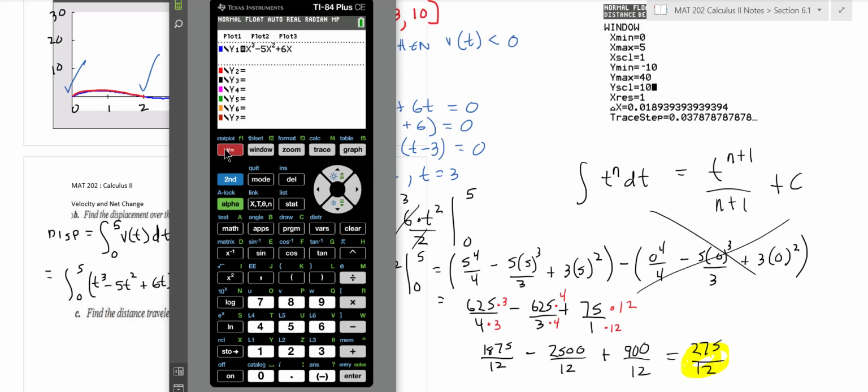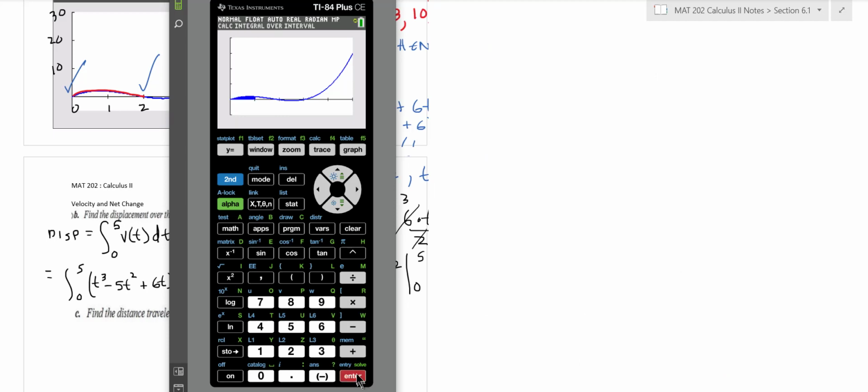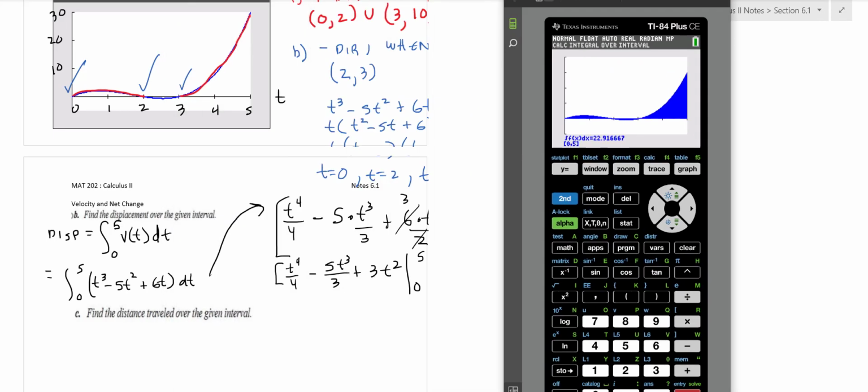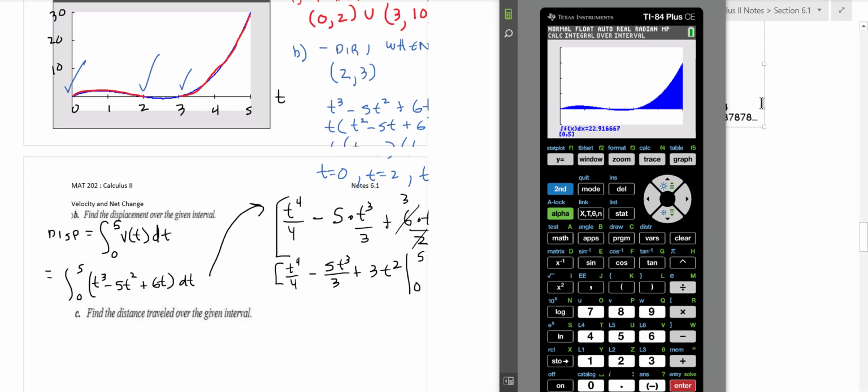Just kind of a quick reminder on this graph. When we did this displacement, you can check it this way. You can do it super easy this way. You can go second, trace, option 7, integrate from lower limit of 0 to upper limit of 5. It'll shade that in, and then that gives you the decimal answer to what we had then. So that's the idea.